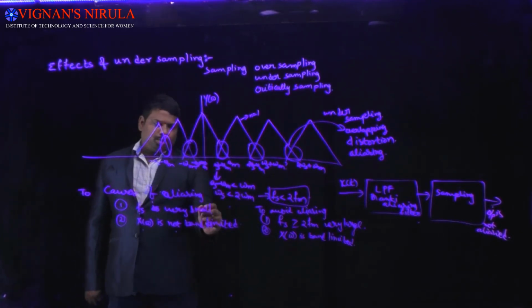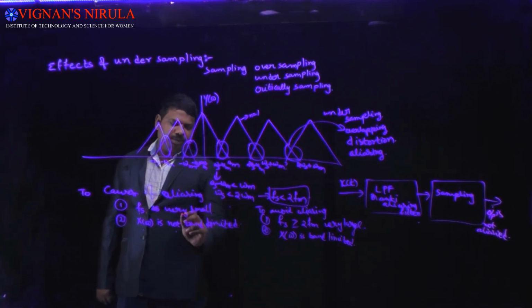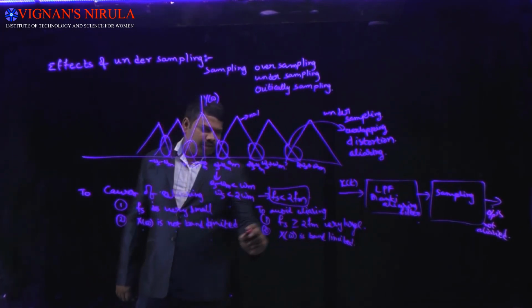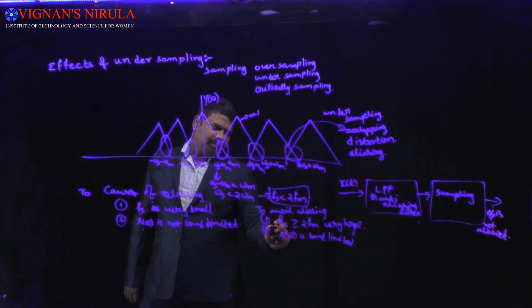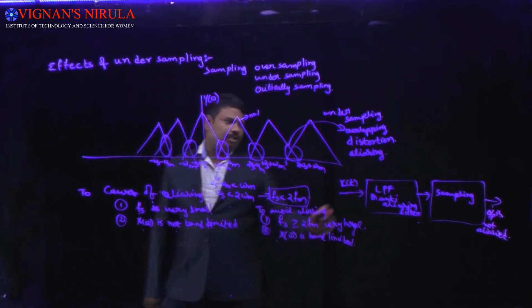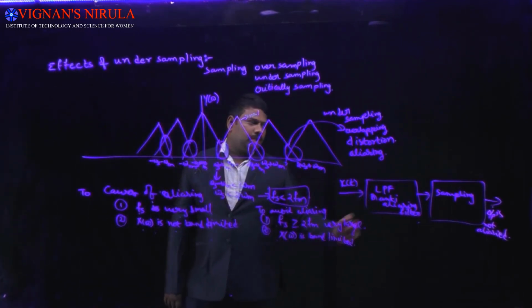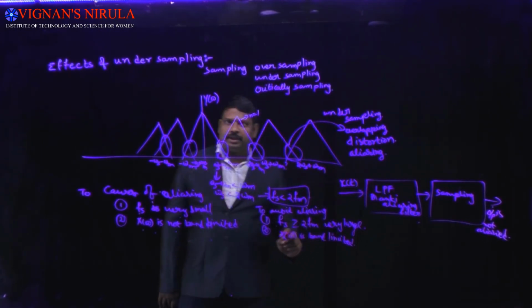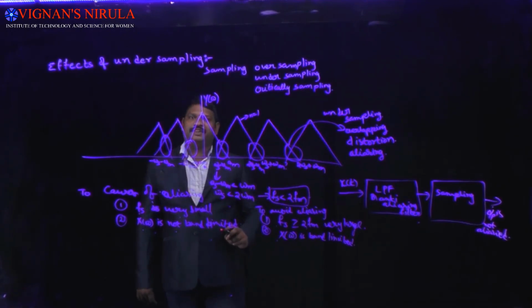Those are the two reasons for aliasing: Fs is a very small value, and x of omega is not band limited. Therefore, to avoid aliasing, Fs should be greater than or equal to 2 Fm, and x of omega should be band limited. To get x of omega band limited, before the sampling, perform low pass filtering with the anti-aliasing filter, which removes aliasing when we perform the sampling process. Okay, that is called the effects of undersampling.